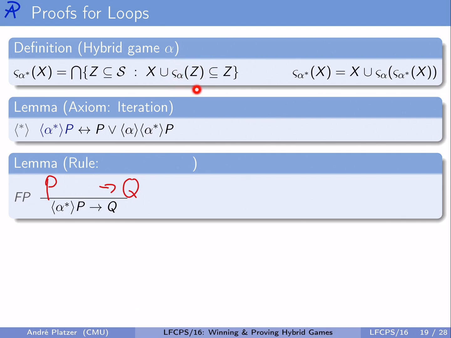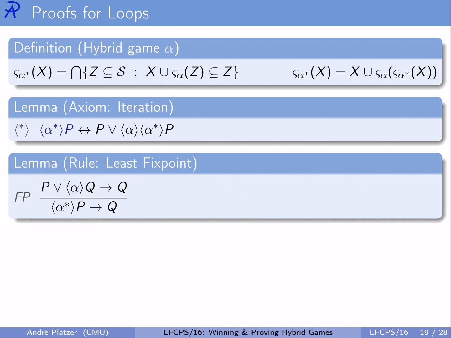How do we render this in logic? Well, by asking ourselves, does Angel have a winning strategy to make it into the Q states? Because, well, Z is precisely the other fixed point we talk about. And now, how do we render the union in logic? Well, of course, by disjunction.